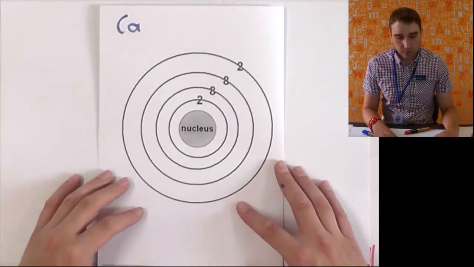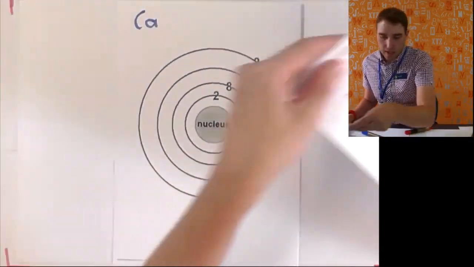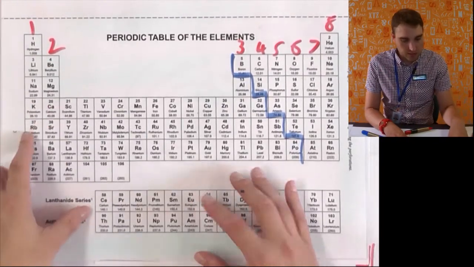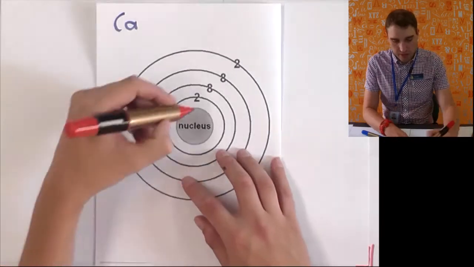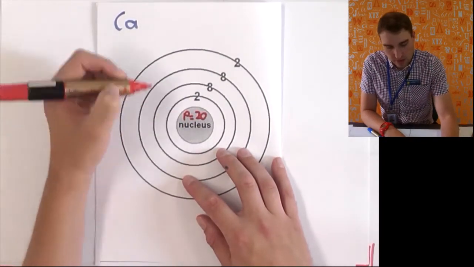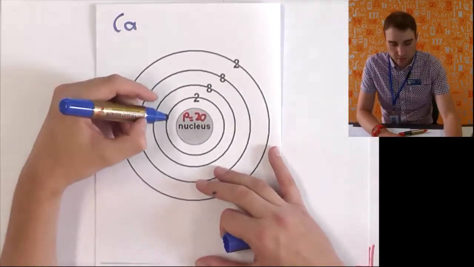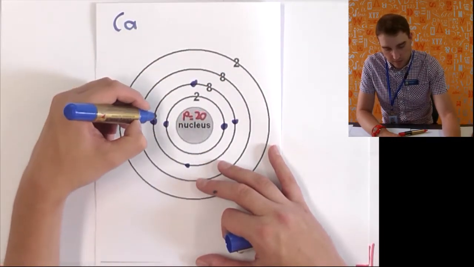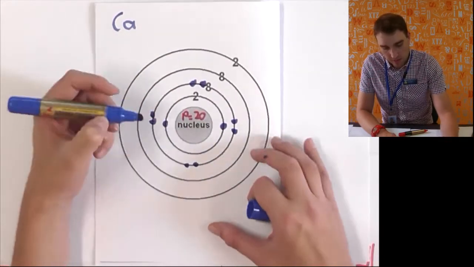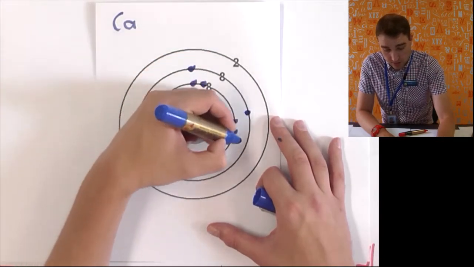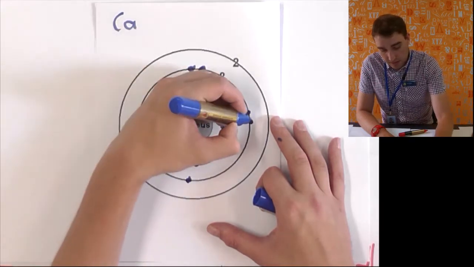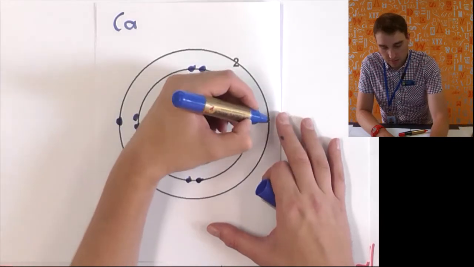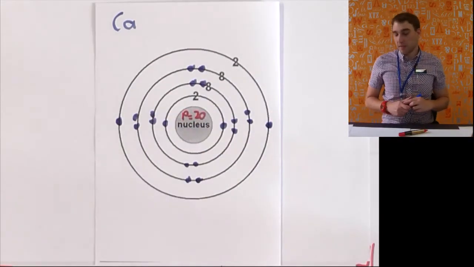Let's look at calcium as an example. So we find calcium on the periodic table. Over here, it's number 20. The atomic number is 20, so in the nucleus we've got 20 protons. Now we need to put in our electrons. 1, 2, 3, 4, 5, 6, 7, 8, 9, 10, 11, 12, 13, 14, 15, 16, 17, 18, 2 more, 19, 20. I'm going to put them on opposite sides.